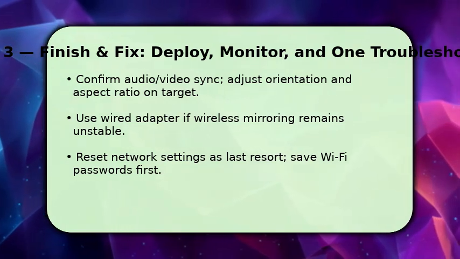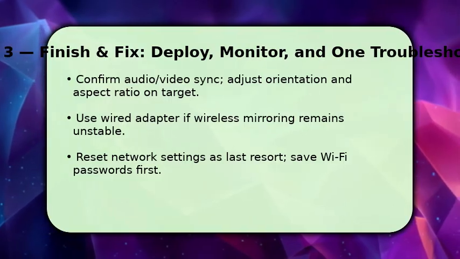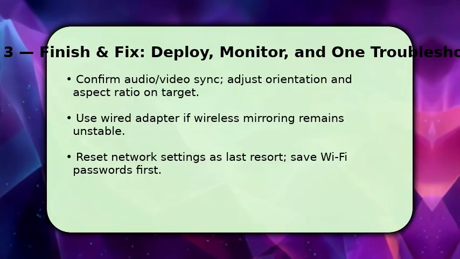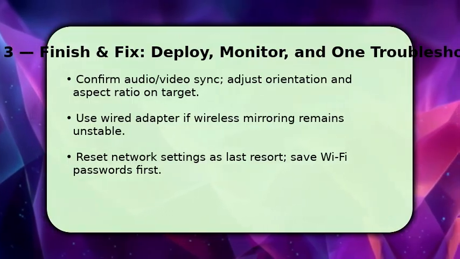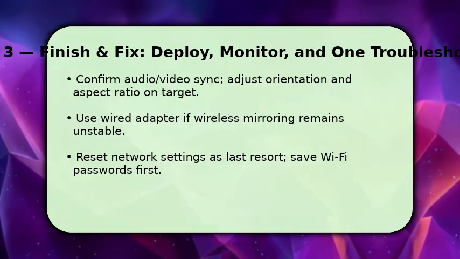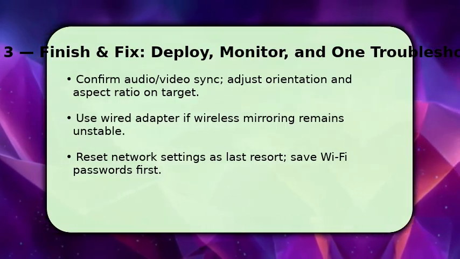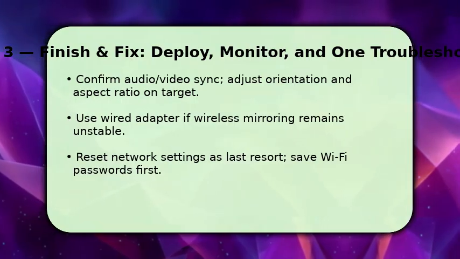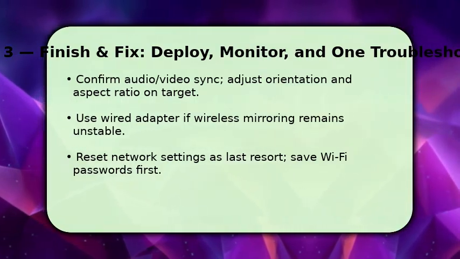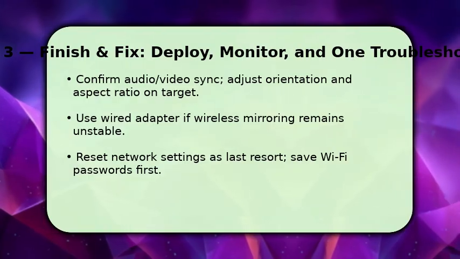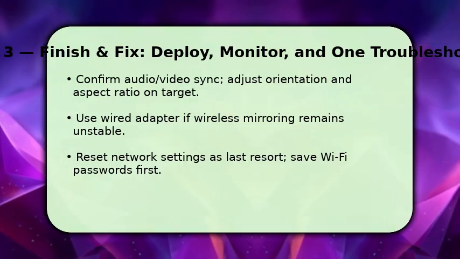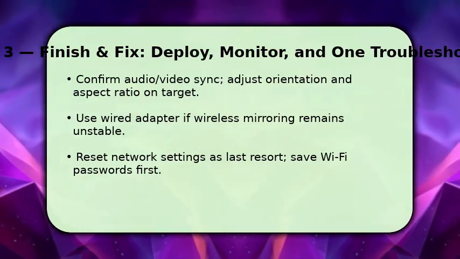If you see lag, toggle orientation or change the display's aspect ratio. This often fixes cropping or black bars. If wireless still misbehaves, try a Lightning/USB-C to HDMI adapter for a direct mirror. It's reliable and low latency. And if nothing helps, reset network settings on the iPad as a last resort. Make sure you've saved Wi-Fi passwords because that wipes them. This single troubleshooting tip usually resolves persistent network-related mirroring problems.